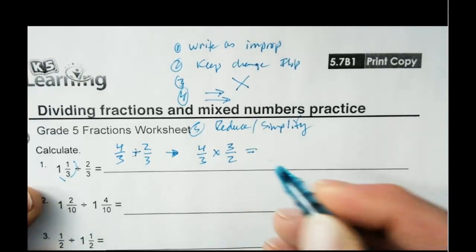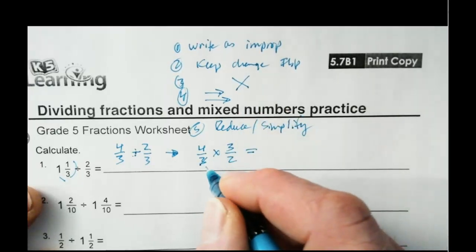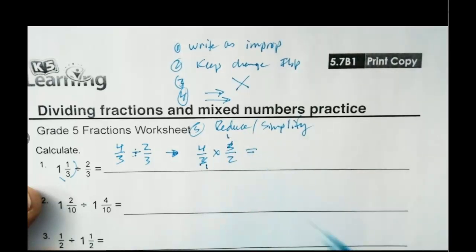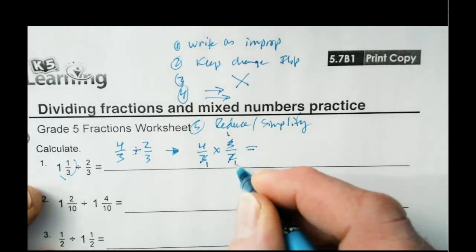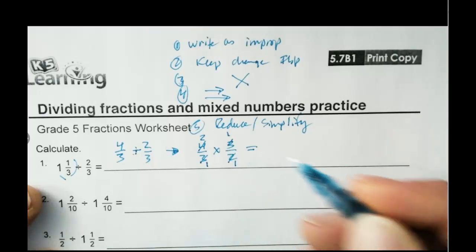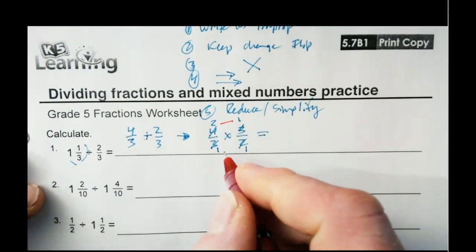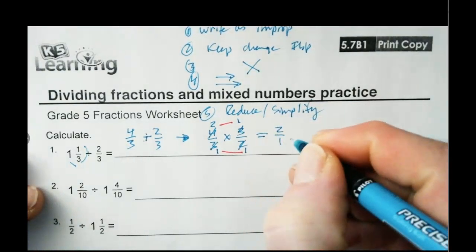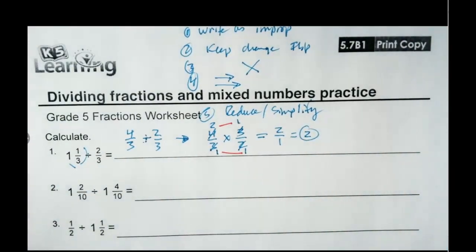Now we can multiply across. So we'll do the cross reducing. Well, we can divide 3 divided by 3, it's 1. And here's another 3. 3 divided by 3 is 1. And then we can divide here, 2 divided by 2 is 1. 4 divided by 2 is 2. So what we have left here is 2 times 1 on the top and 1 times 1 on the bottom. So we have 2 over 1, which is just equal to 2.